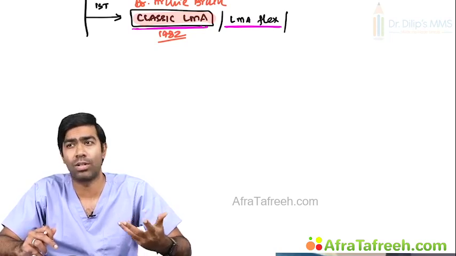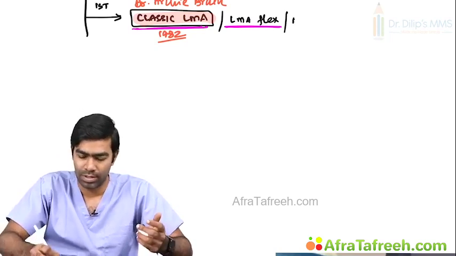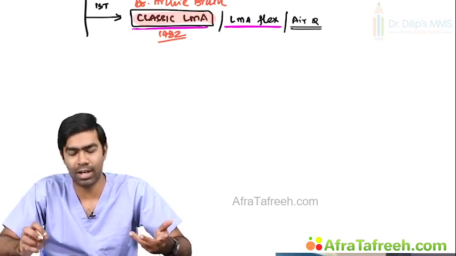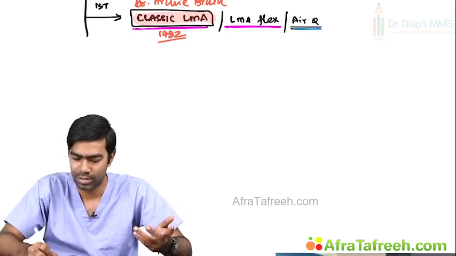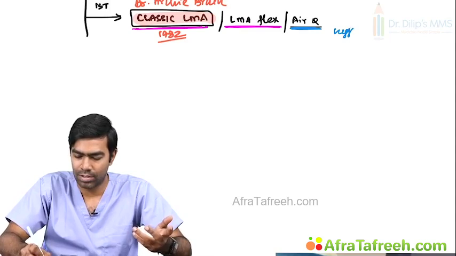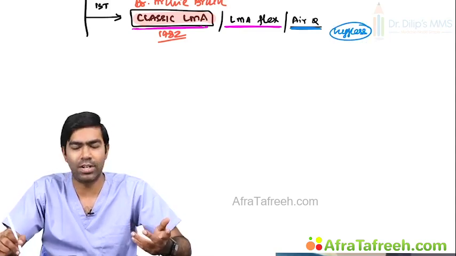To address all these problems, the third device came, called the AirQ device. I don't have the image for that AirQ device, but it's a cuffless device. So it is cuffless. You might ask me, if it is cuffless, how can it provide a perilaryngeal seal? The idea of a device like this is to provide the perilaryngeal seal with the help of a cuff. If you don't have the cuff, how can they provide a perilaryngeal seal?